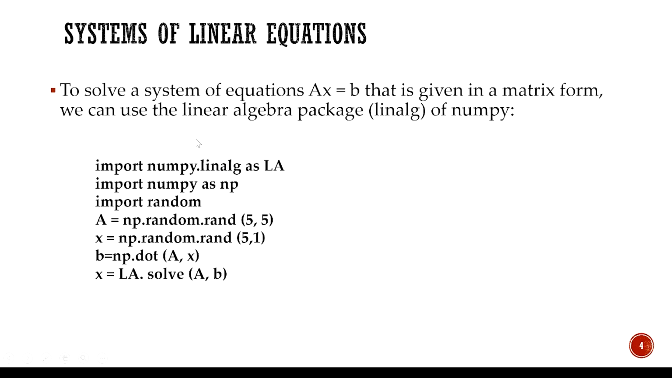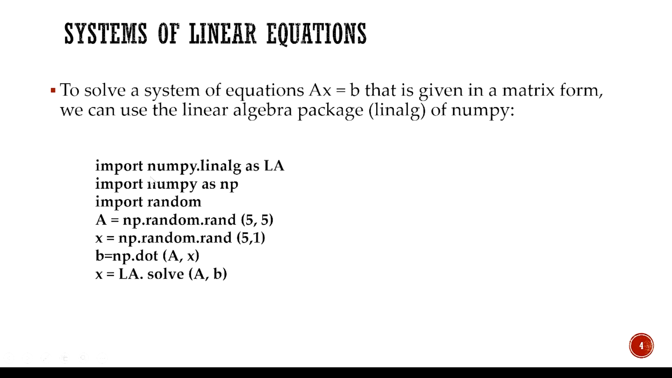To solve a system of equations like A times x equal to b that is given in a matrix form, we can use the linear algebra package linalg of numerical Python. So consider that we have 5 equations and 5 variables. Then we are able to solve this system of equations. So first, A is the coefficient matrix and B is a right-hand side vector.